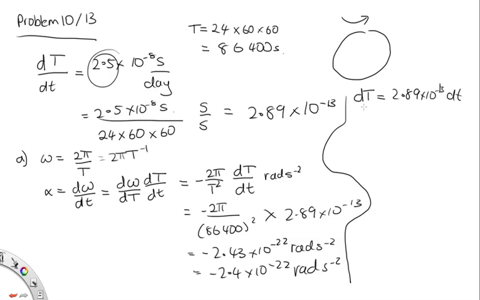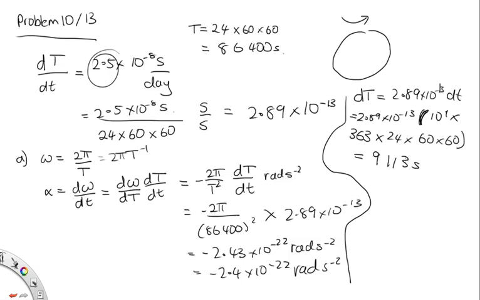We need it in seconds, so it's 2.89 times 10 to the minus 13. Well, if we put it in seconds, then our dT will be in seconds. So let's do it in seconds for now and see if that works out well for us. So it's 10 to the 9 years, times 365 gets it into days, times 24 gets it into hours, into minutes, and into seconds. So entering all this on the calculator, we get 9,113 seconds. It's a lot of seconds.